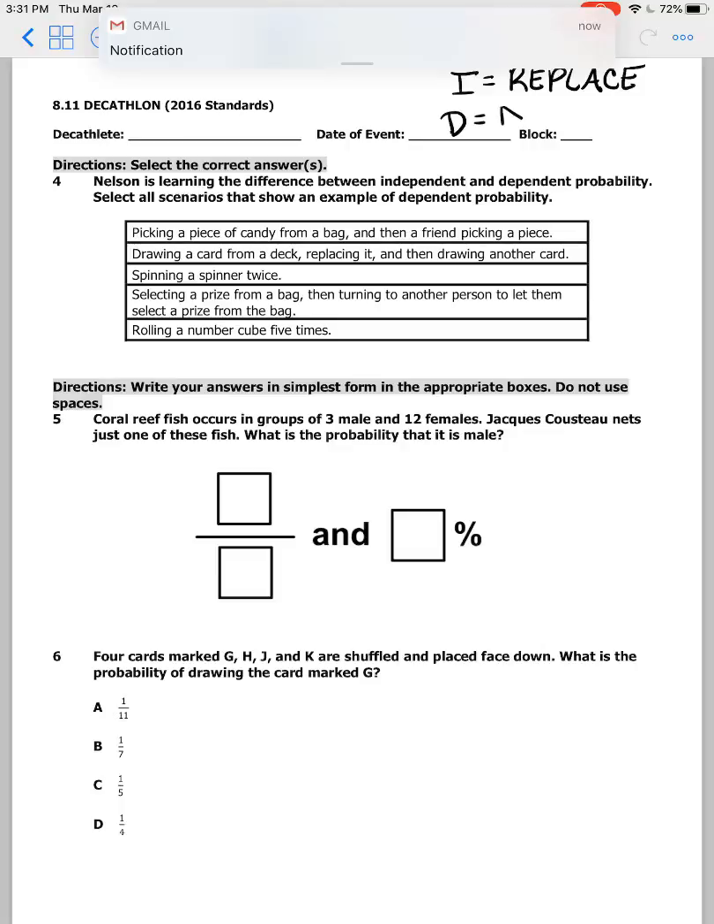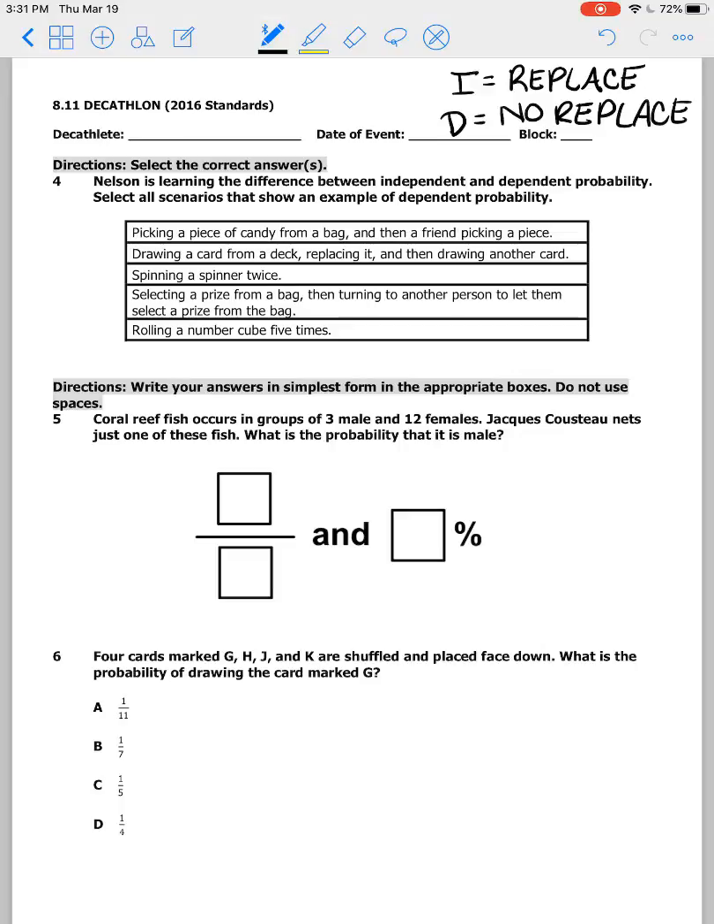So if I do those 2 things, nothing's going to change either time. Dependent probability is where there is no replacement. So this might be a scenario where you pull something out of a bag and you put it to the side, or you pull a sock out of a drawer and you put it on your feet, or you take a gumball out of a bowl and you eat it, and then it's not there anymore.